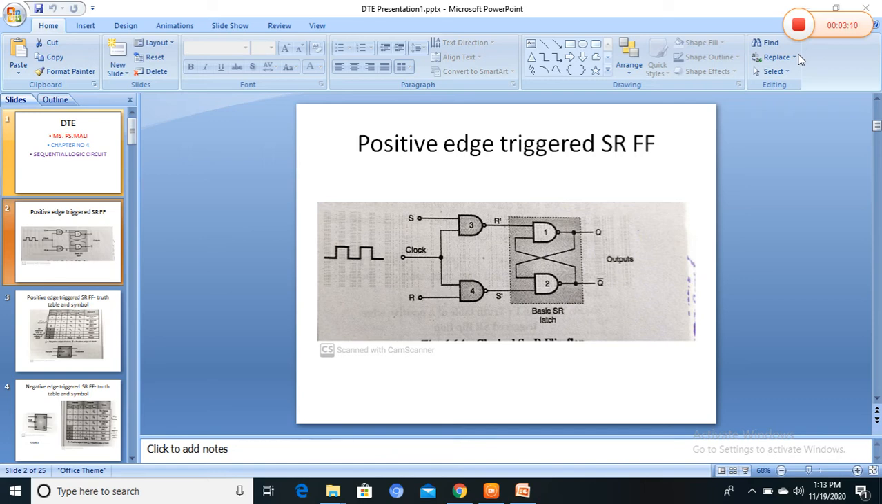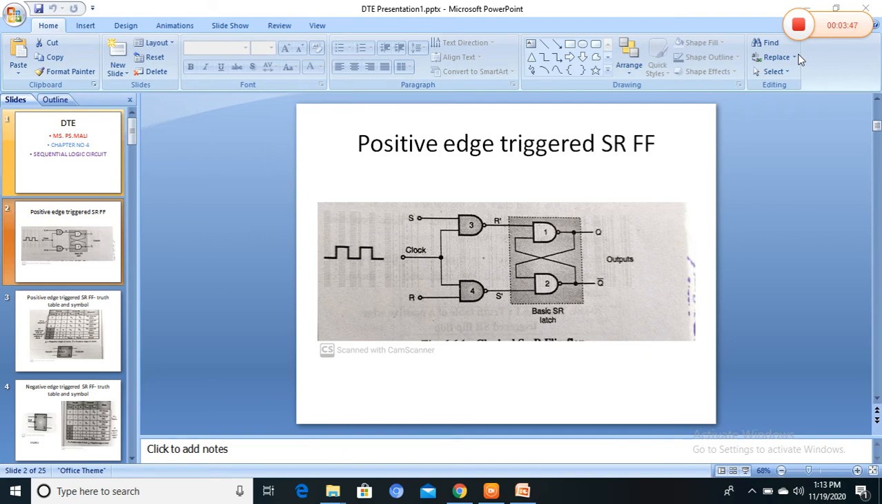When S is equal to 1, R is equal to 0, and a positive edge clock is applied, output of NAND gate 3, that is R dash, is equal to 0, and output of NAND gate 4, that is S dash, is equal to 1. So output of SR flip-flop Qn is equal to 1, Qn bar is equal to 0. This is the set condition. When S is equal to 1, R is equal to 1, clock 1, that is a positive edge clock, output of NAND gate 3 and NAND gate 4 are both 0. So S dash and R dash are 0. This condition is known as the invalid condition.